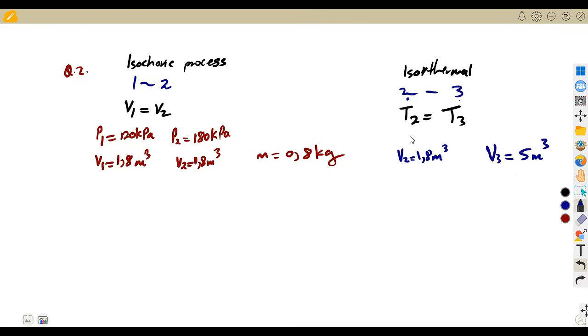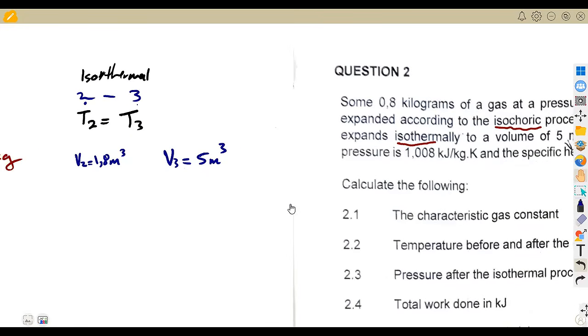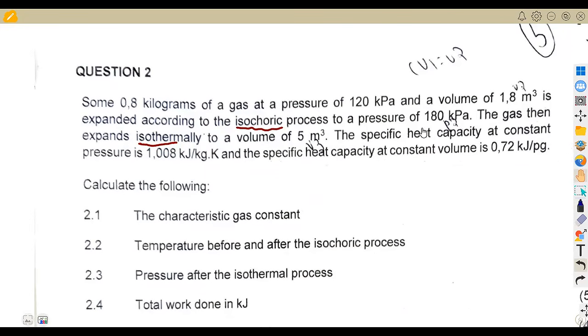And also the temperature that we're going to calculate here is going to be the same, because we are saying temperature T2 and temperature T3 will be the same. So we are going to use temperature T2 for temperature T3. We shall see that one later on. So that was the information that we are given. That's what we have for now.